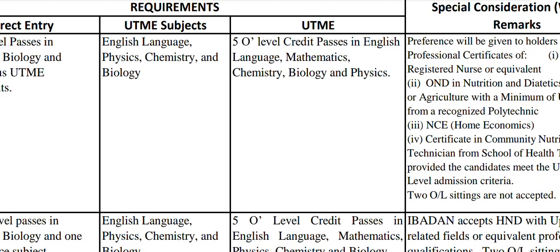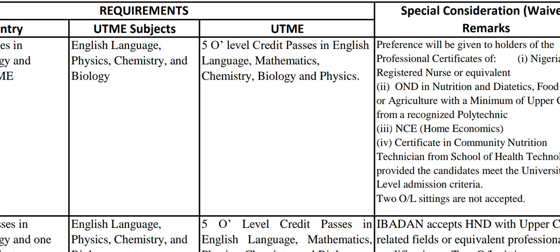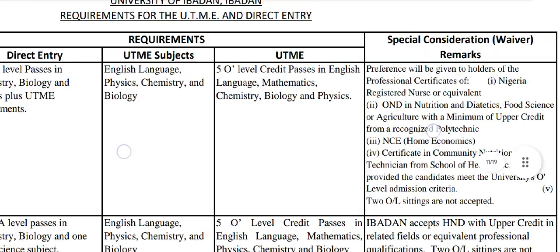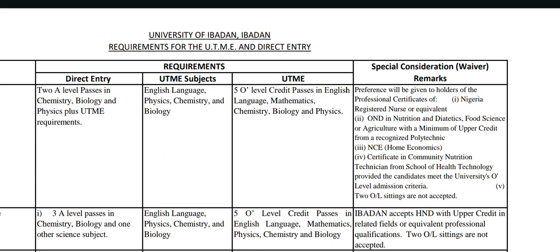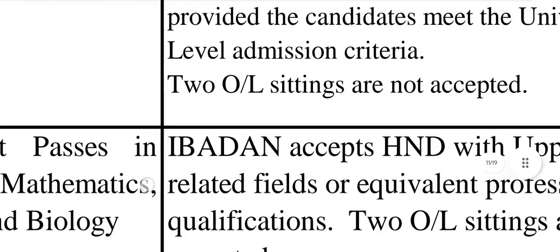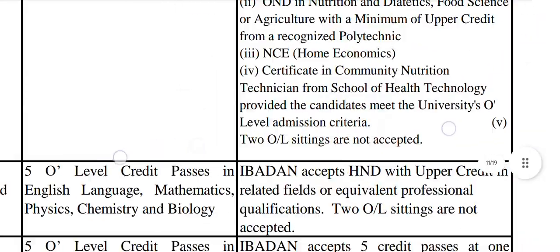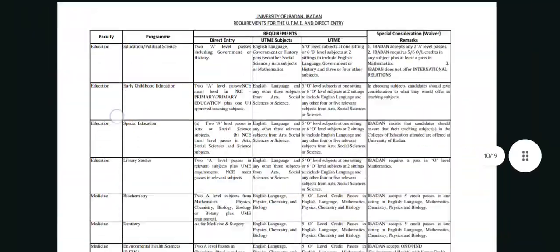And it's very straightforward. 5 O level credit passes: English language compulsory, mathematics, chemistry, biology and physics. So that's very straightforward. The only thing you should know is that they do not allow combined results. 2 O level sittings are not accepted. You can see it here. So I think that will be all.